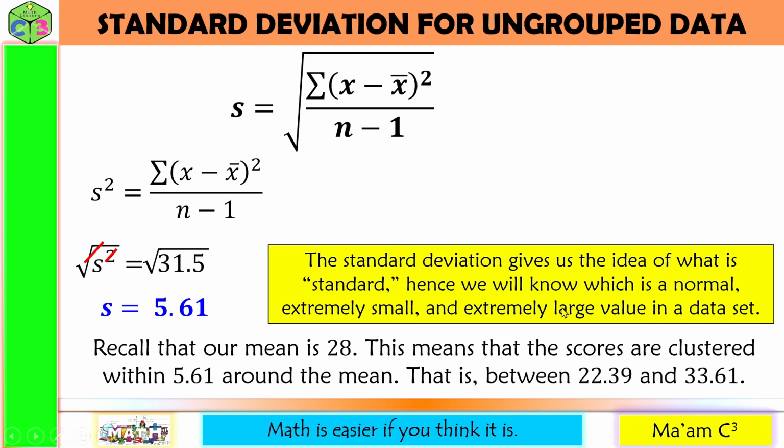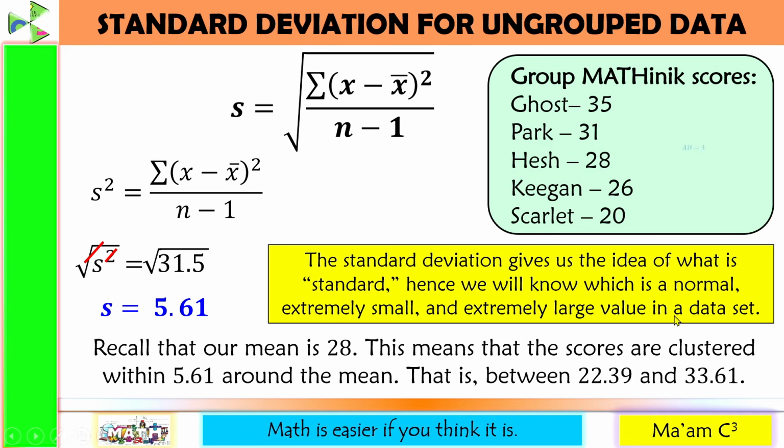Hence, we will know which is normal, extremely small, and extremely large value in a data set. Earlier, we solved for the average deviation and it is equal to 4. Take note that the standard deviation is always greater than the average deviation.